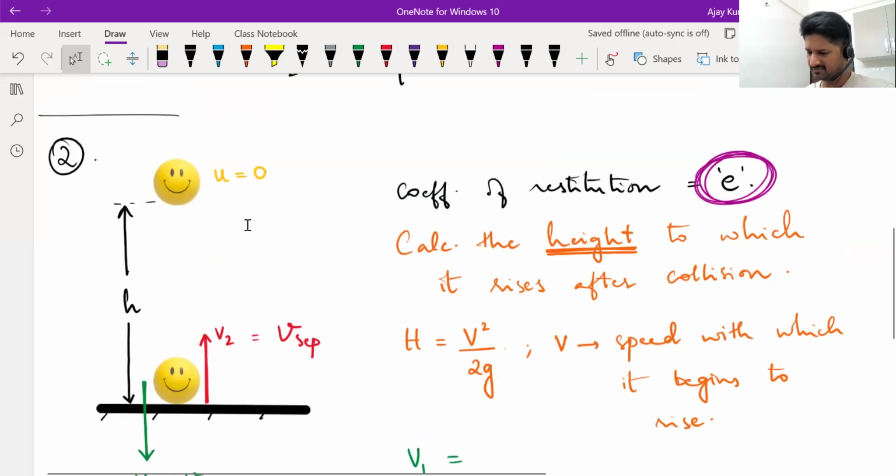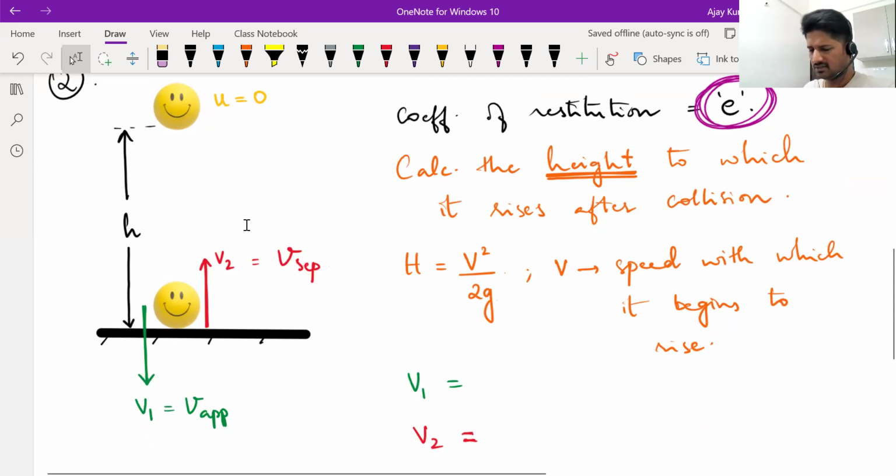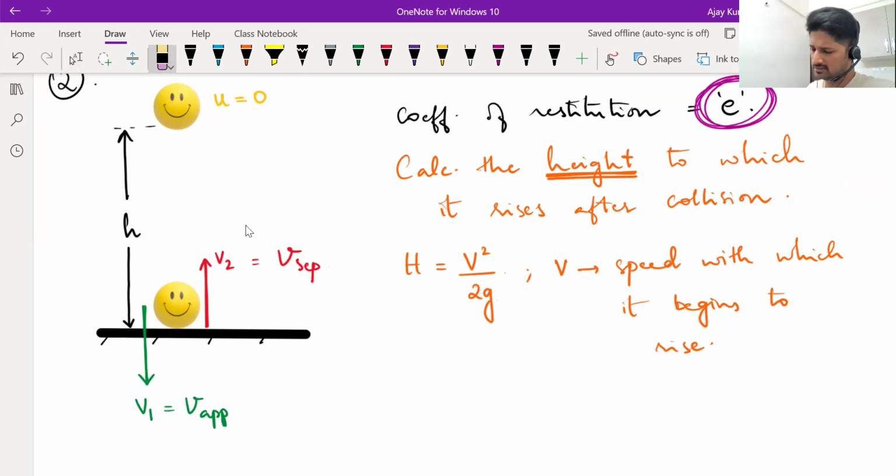v squared minus u squared equals 2gh. You can use equations of kinematics. You can use mechanical energy conservation also. As the ball falls down, it loses potential energy and gains kinetic energy. The potential energy lost by it is mgh.